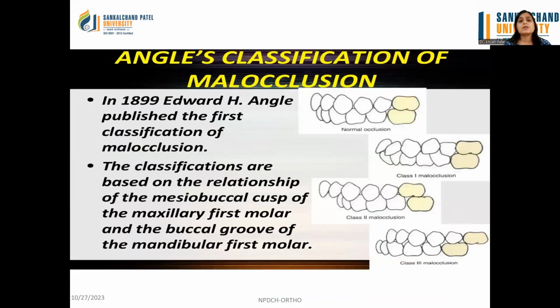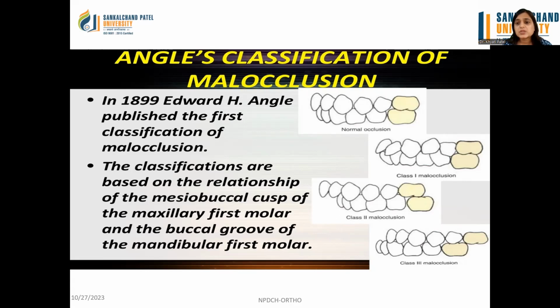Now, let's discuss the first system of classification, which is Angle's classification of malocclusion. This is the main system which routinely in day-to-day practice we are following in classification of malocclusion whenever patients come to us. So in 1899, Edward H. Angle published his first classification of malocclusion. You can see in the figure, the first figure shows the normal occlusion.